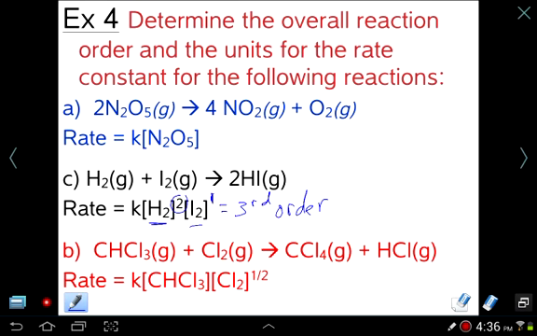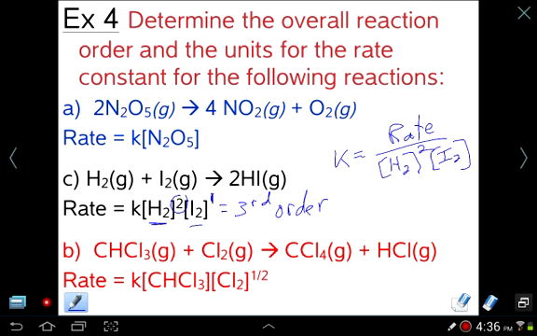If we had numbers, we could plug the numbers in, but in this case we don't, we simply want the units. So let's rearrange the equation to solve for k. In this case, k will be rate divided by the concentration of H2 squared, times the concentration of I2 to the first power.